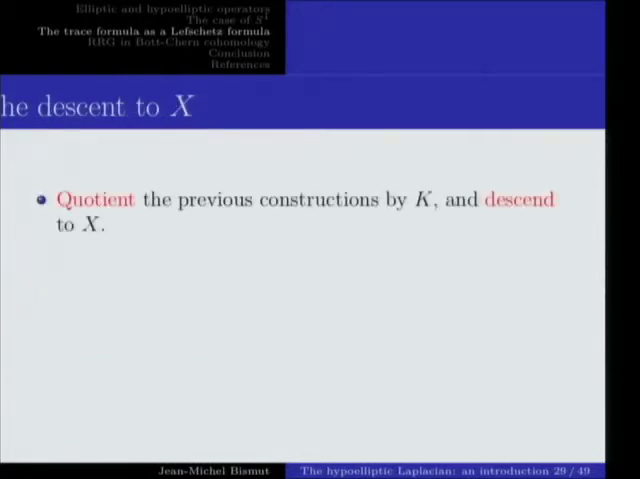And now the last thing, and that's the point where we probably are lost, is that you need to descend everything to X, to the quotient by k. In other words, for the moment I did the construction on G cross the Lie algebra. And now I have to descend everything to the quotient by k. But because the constructions I gave are covariant, they descend properly.